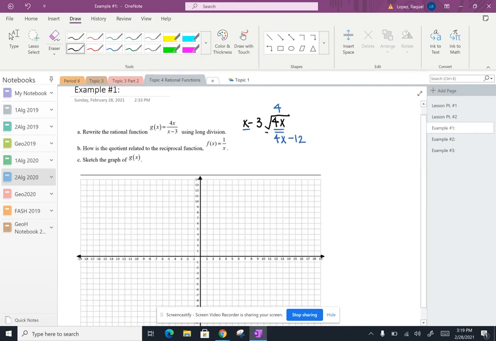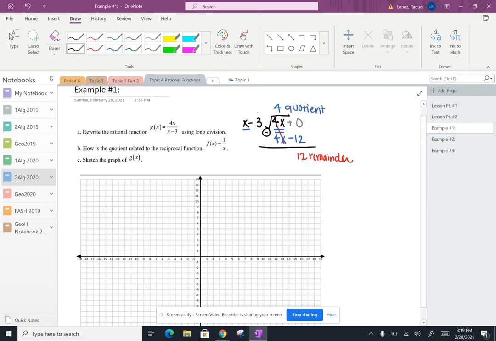And then I'm going to go ahead and do some subtraction. Now, these first two terms reduce to 0, which is nice. However, there is nothing over here to subtract from 12. So I'm just going to put plus 0 here as a placeholder. So 0 minus negative 12 is going to give me a positive 12. Now, this is our remainder. And this is our quotient.